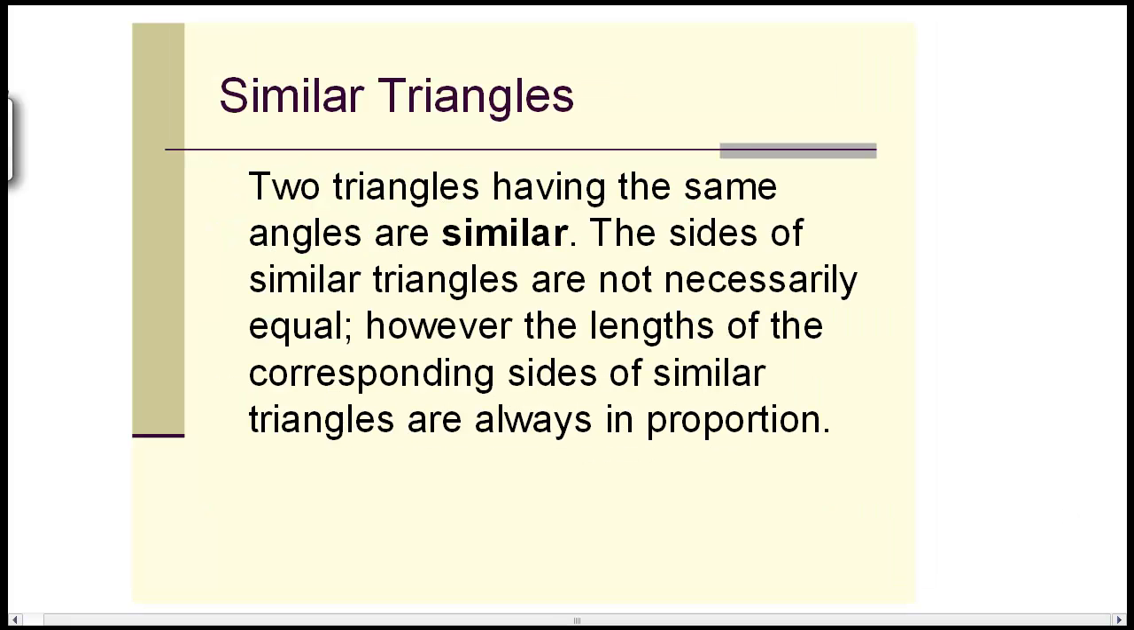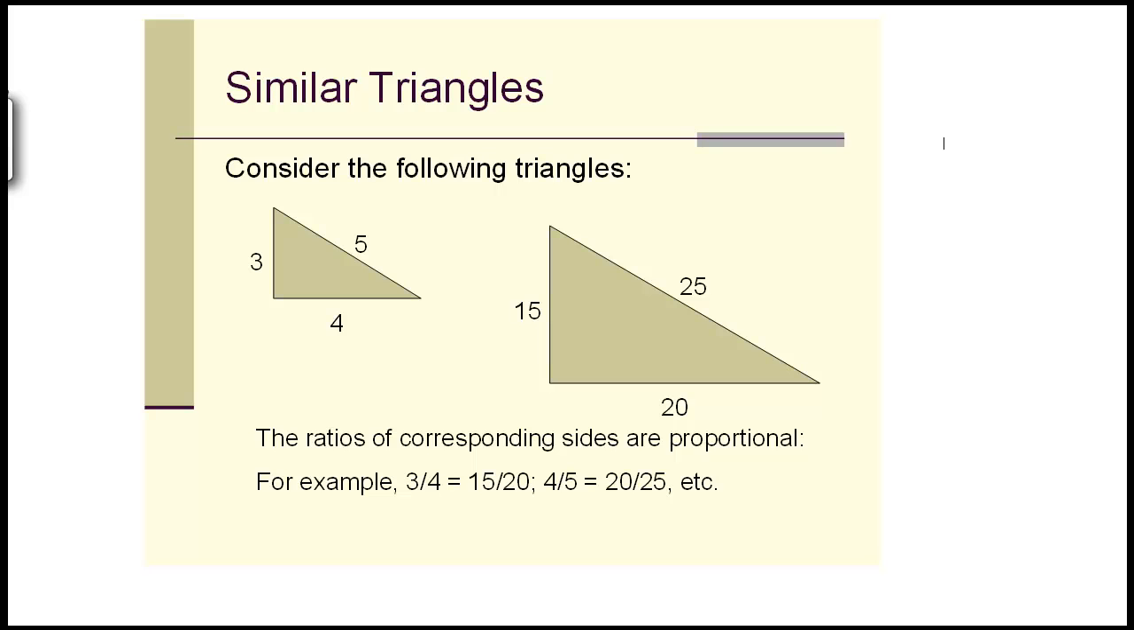Two triangles having the same angles are similar. The sides of similar triangles are not necessarily equal. However, the lengths of the corresponding sides of similar triangles are always in proportion. Consider the following triangles: 3, 4, 5 and 15, 20, and 25. The ratios of the corresponding sides are proportional.